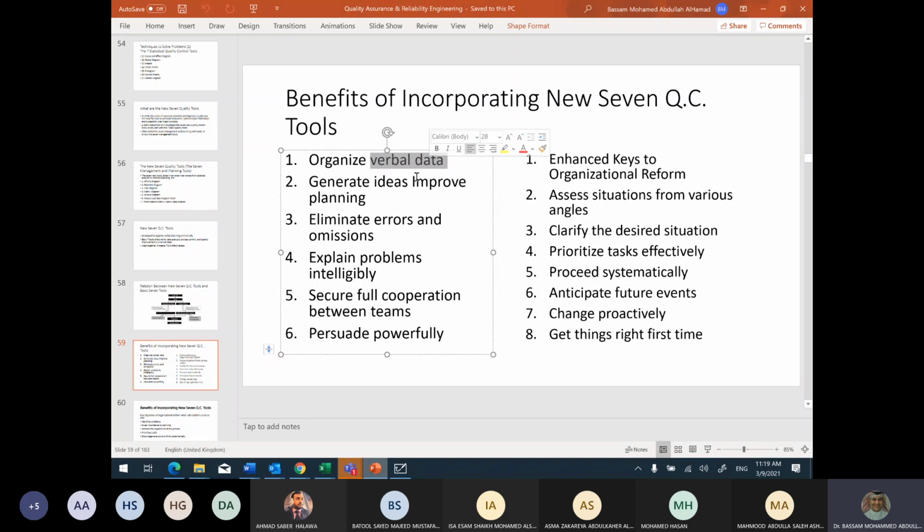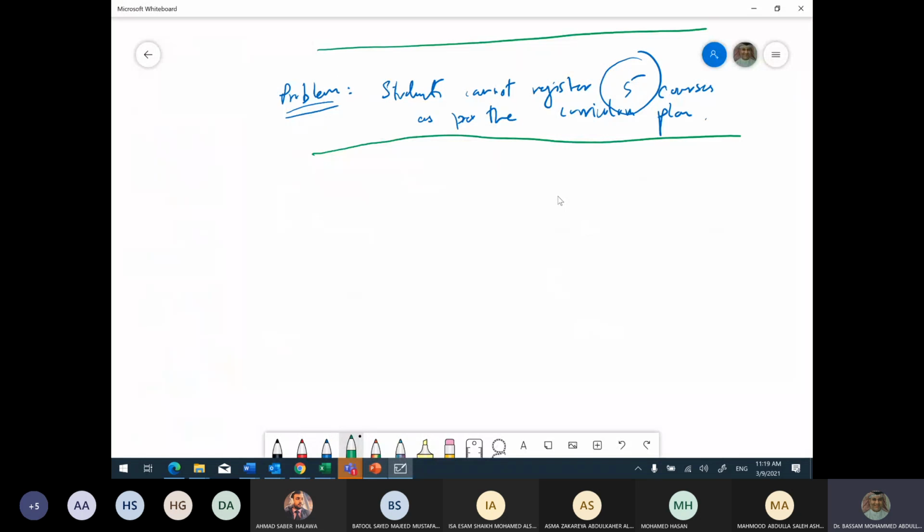How do I get the verbal data? How do I generate ideas? Get the data and generate ideas is by doing the following. So the first thing I'm going to ask you now is: why do you think we have a problem? So why do you think we have a problem?